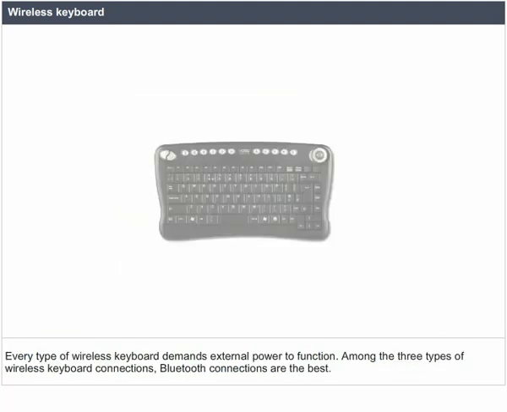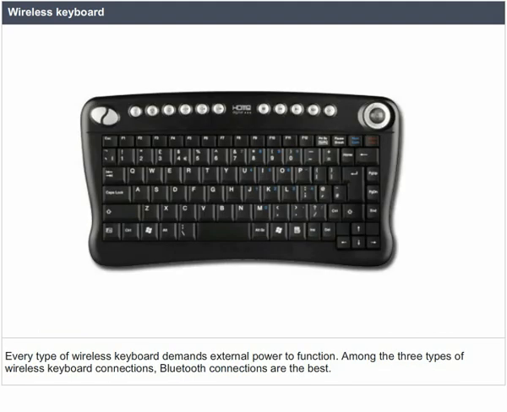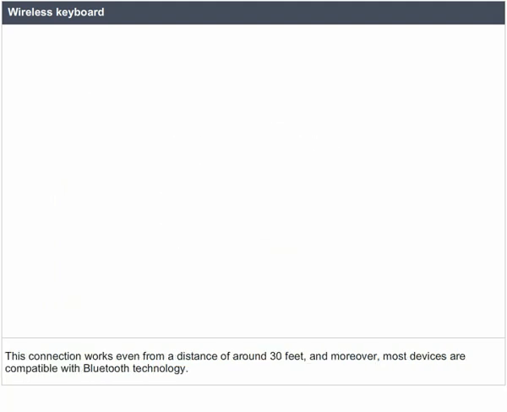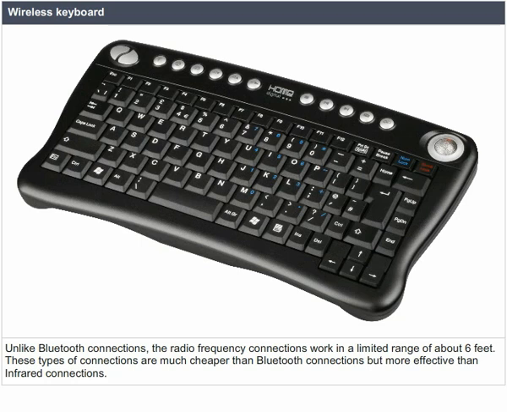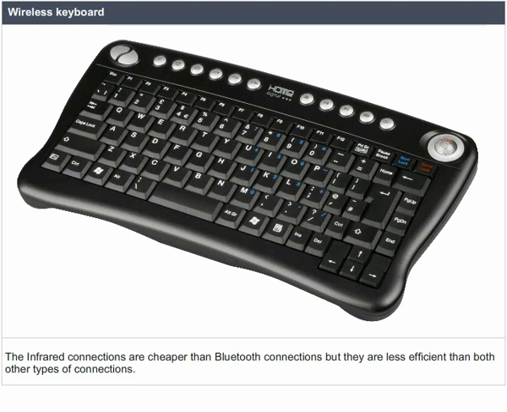Among the 3 types of wireless keyboard connections, Bluetooth connections are the best. This connection works even from a distance of around 30 feet, and moreover, most devices are compatible with Bluetooth technology. Unlike Bluetooth connections, the radio frequency connections work in a limited range of about 6 feet. These types of connections are much cheaper than Bluetooth connections, but more effective than infrared connections. The infrared connections are cheaper than Bluetooth connections, but they are less efficient than both the other types of connections.